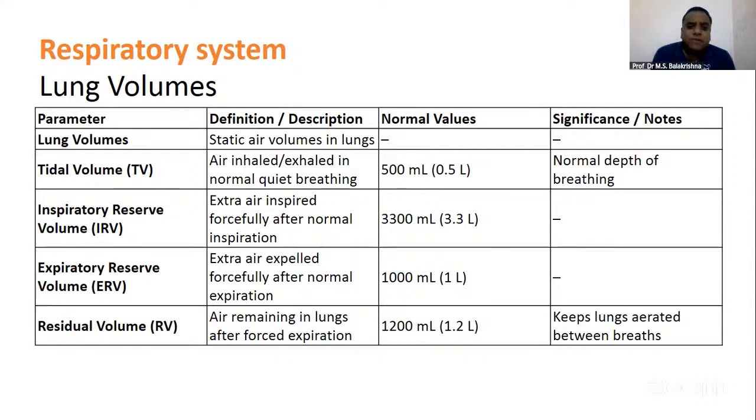Then the residual volume is the amount of air that remains. Even after forced expiration, I exhale everything out, and still some air will be coming out. See, I am doing it forcefully, still somehow some air will come out. That is residual volume, and that is around 1200 ml or 1.2 liters. So these values are very important, okay? 0.5, 3.3 in liters or ml. These values will come as MCQ bits. They will change the units also, so do not get confused.